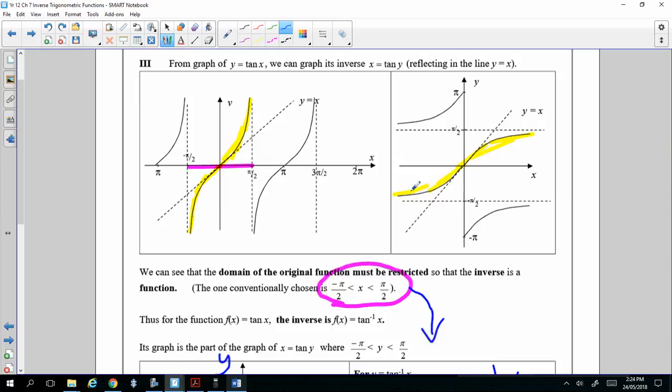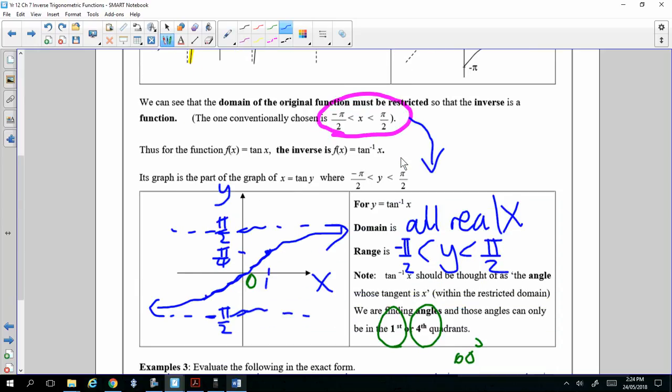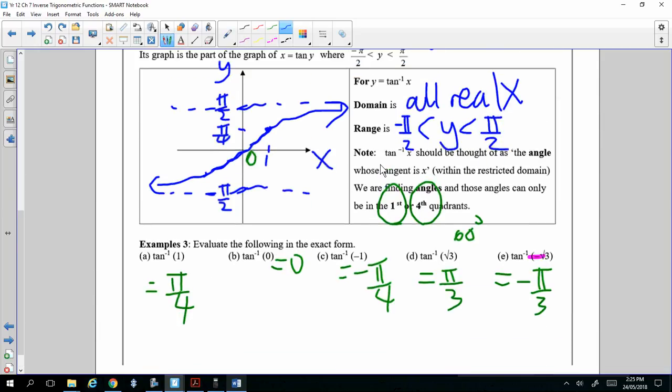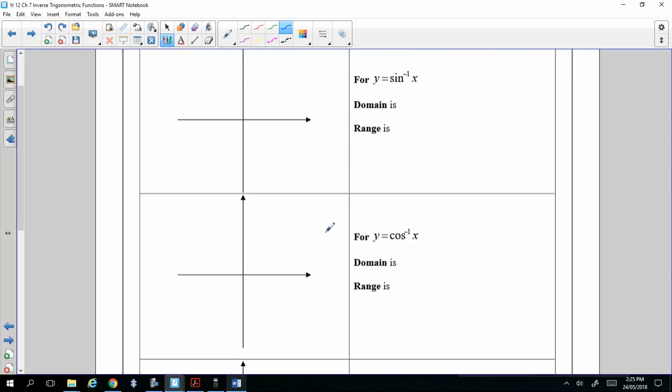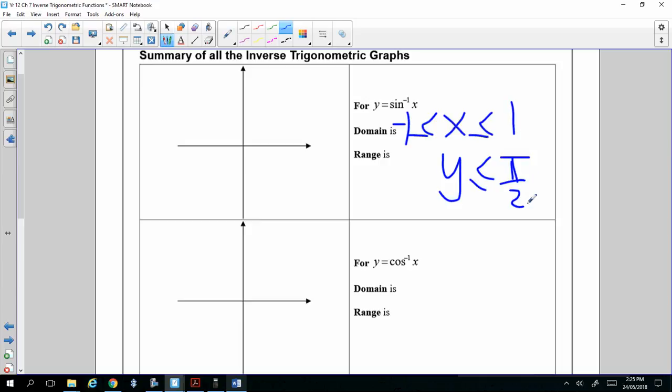Okay, so have a look at your graph and draw them on the next page. There's space for you to draw. Do this now. Start with the domain, and the range is between minus pi over 2 and pi over 2. And put x and y. All right, take a minute to finish them.